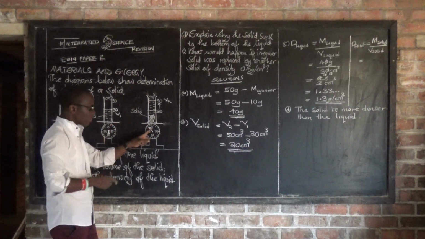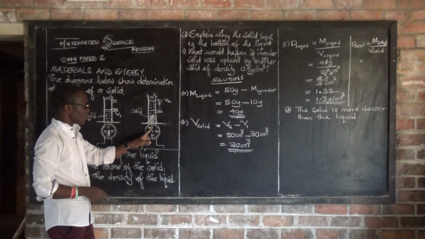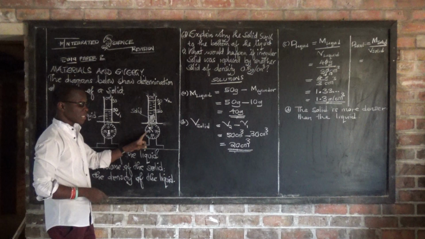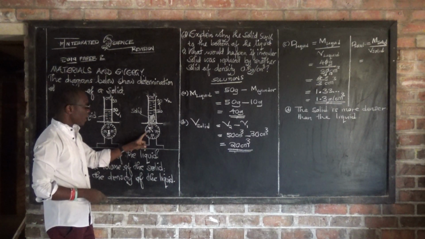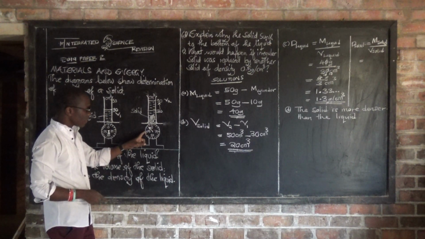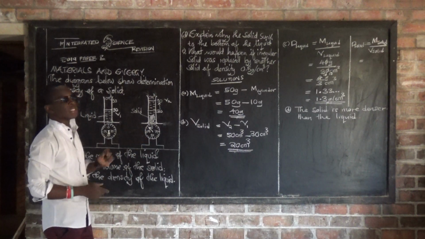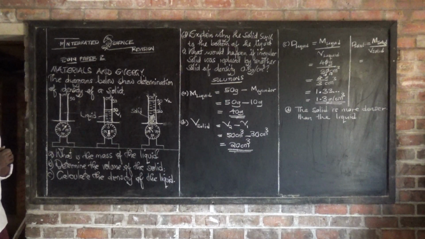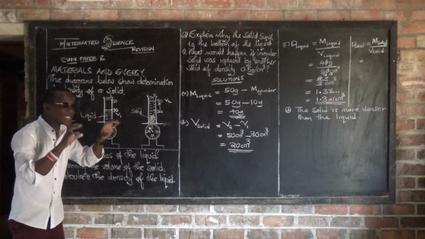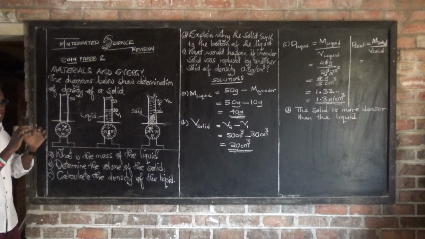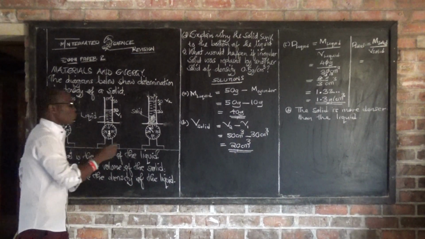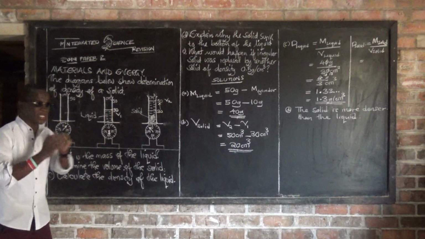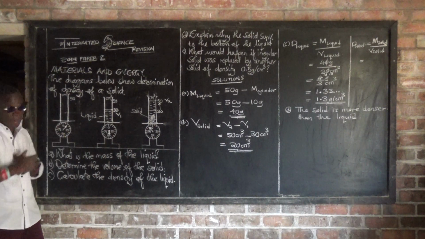Then what we have here, what is this mass? We have 75, then 80, 85, and we have 90. Are we together? So this 90 grams is the mass of a combination of the cylinder, liquid, and the solid. Are we together? That's where the 90 is coming from.